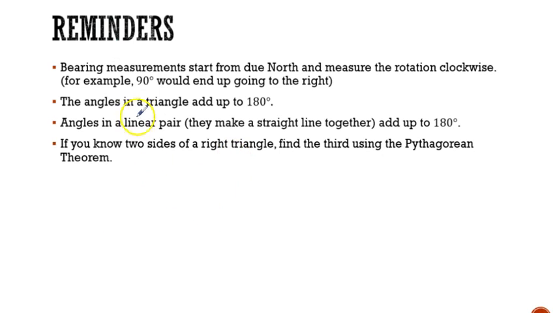Other important facts are that the angles in a triangle add up to 180 degrees. So if you know two of the angles, you should always be able to find the third. If you see a linear pair, which means two angles that make a straight line, for example, if you have a straight line but it's somehow divided up into two different angle measurements, then those angles together have to add up to 180. And finally, if you know two of the sides of a right triangle, make sure you're using the Pythagorean theorem to find the third missing side.